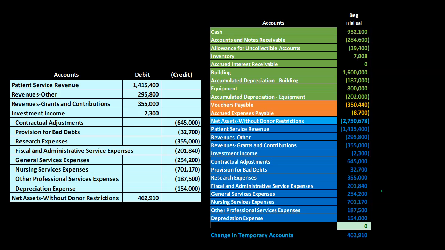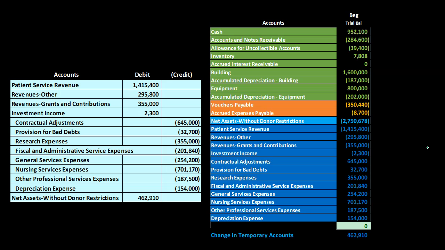We'll be doing this in our trial balance worksheet. The trial balance worksheet is basically the adjusted trial balance that we will be starting with. The green accounts are the asset accounts, the orange accounts are the liability accounts, and the light blue accounts are similar to what would be the equity accounts in a for-profit type of organization. Here they are going to be the net assets. The dark blue accounts, the ones we're concentrating on here, are similar to the income statement type of accounts, those temporary accounts that would close out to the equity section in a for-profit organization, closing out here to the net assets section.